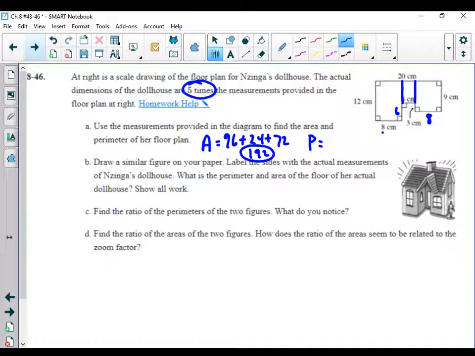Perimeter would just go around the edge, add all those up. So hopefully that part wasn't too bad, but you should have found out the perimeter was going to be 70.